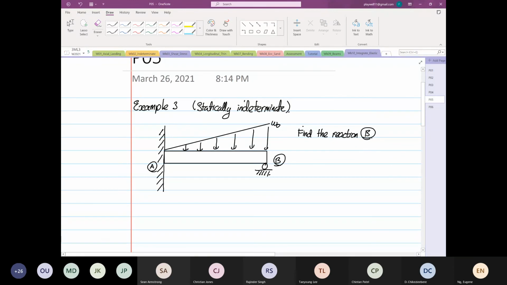We know that point B is redundant. You don't need it to be there, but the structure can still support itself. But we cannot use statics to solve it. Okay, we can't do it. Why can we not use statics?